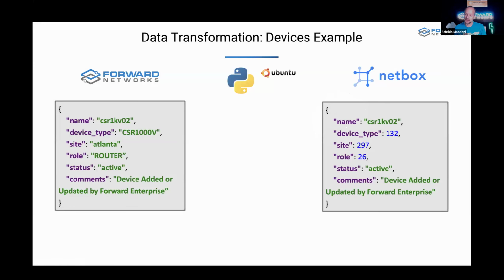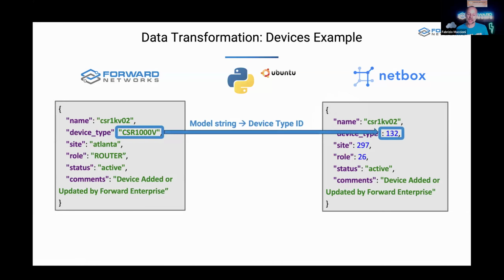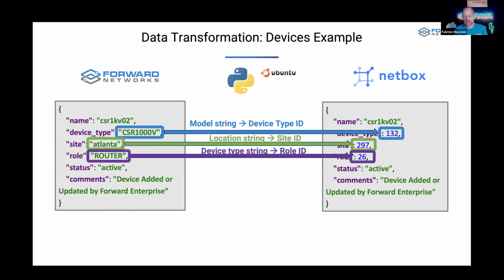But some data is not of the same type. For instance, the device type in Forward is a string, CSR1KV in this case, while it's an ID in NetBox. So we need to find a way to convert the string from Forward into an ID. And that's exactly what the Python script is in charge of. It does it by querying for all the device types in NetBox, making a lookup for the given device type, CSR1KV in this case, finding the ID, and replacing the string with the ID. Okay? Same concept for location, routers, and so forth. So the same concept applies to any data that we want to export from Forward and import into NetBox. And the Python script is exactly what does it.